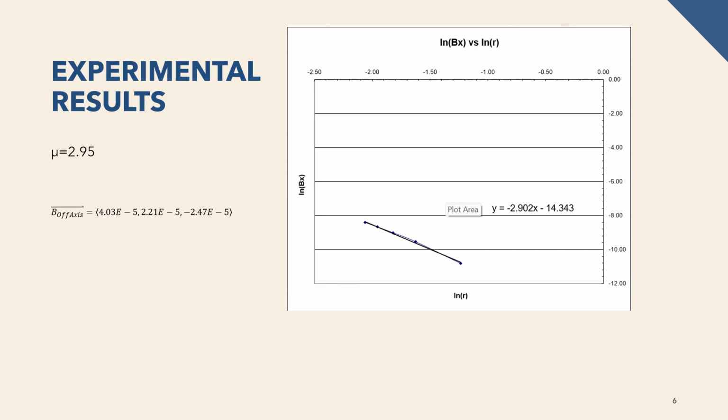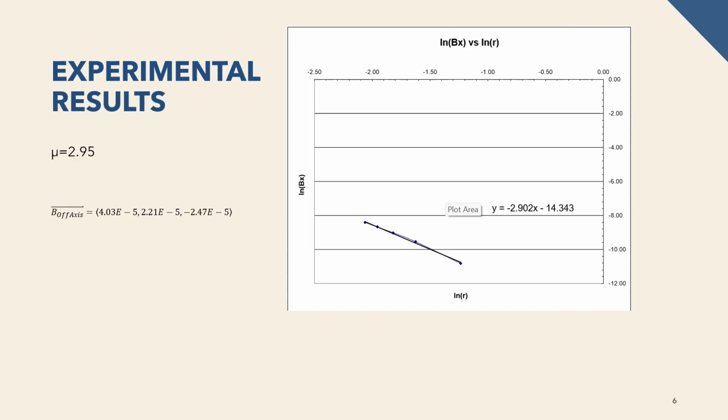Experimental results. Using our two equations from our fundamental principles slide, we can tell that k r to the power of n is equal to mu naught over 4 pi times 2 times mu over r to the power of 3. Since n about equals negative 3, then mu equals k over 2 times mu naught over 4 pi. Therefore, using our value of k equals 5.9 × 10^-7, we can then calculate mu to be 2.95.